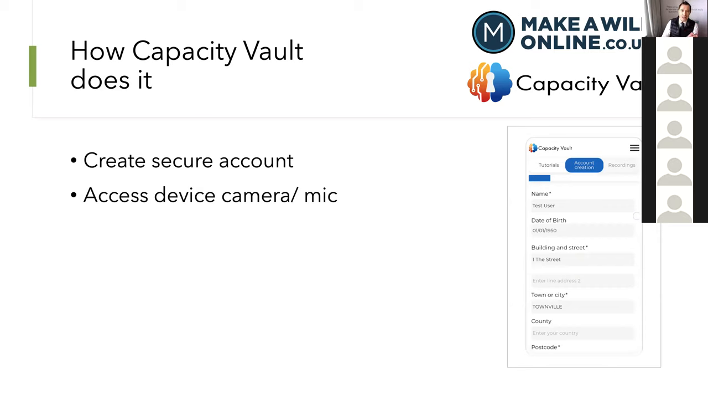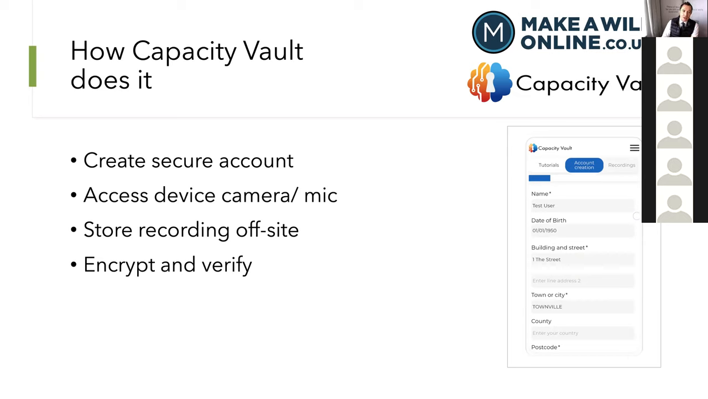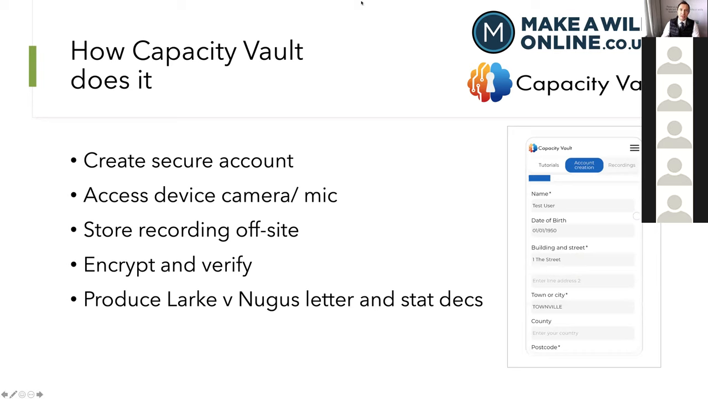We take them through an interview. Every single thing that is needed for a judge to determine whether someone has testamentary capacity is asked. And we store that recording off-site. And as I've said, we use aspects of blockchain technology to make sure that that recording is stored in a way which is tamper-proof. We encrypt that recording, and if we're ever called upon to, we can provide a verified copy, including everything that a judge will need in order to make a ruling.